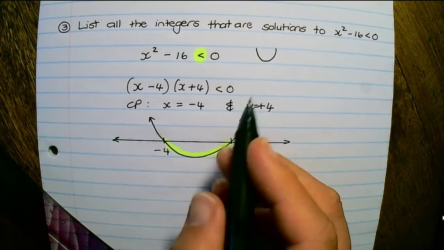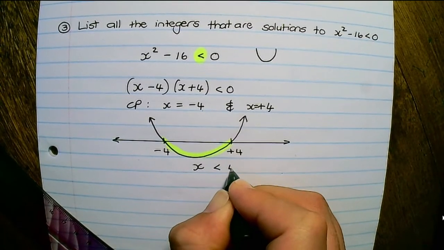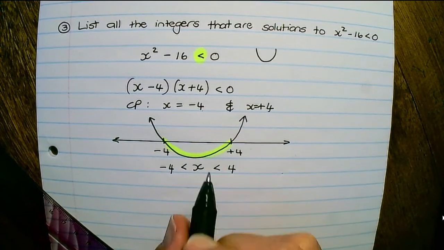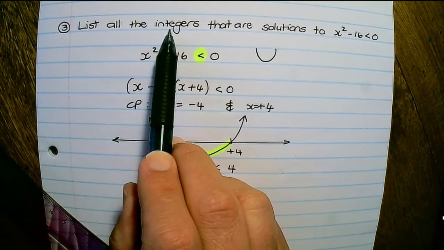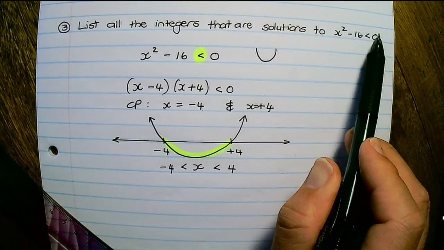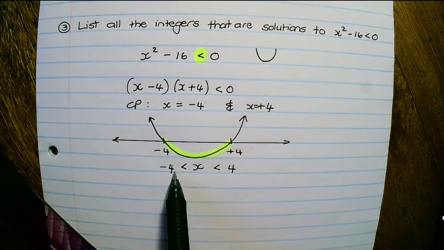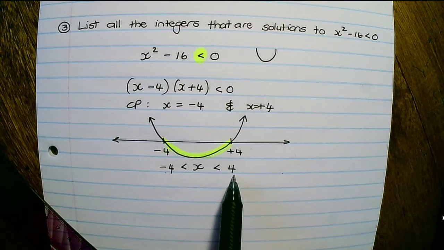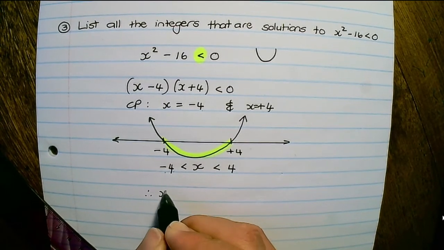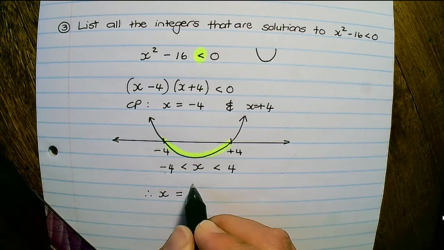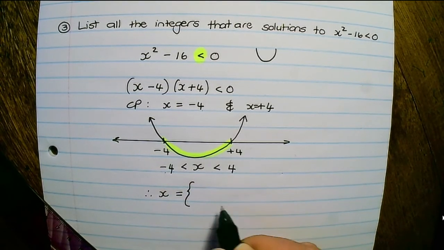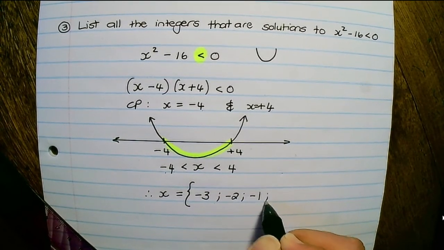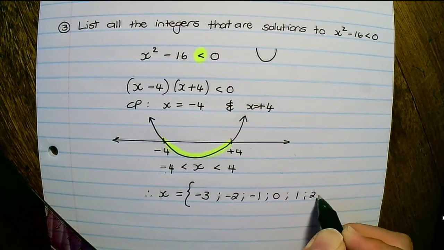So if this was a simple inequality, it would be x must be smaller than 4, but x must be bigger than negative 4. But it says list all the integers that are solutions to this inequality. That means all the positive and negative whole numbers between negative 4 and positive 4. So therefore, x is equal to, and when we make a list in mathematics, we do curly brackets, and we start from negative 3, negative 2, negative 1, 0, 1, 2, and 3.